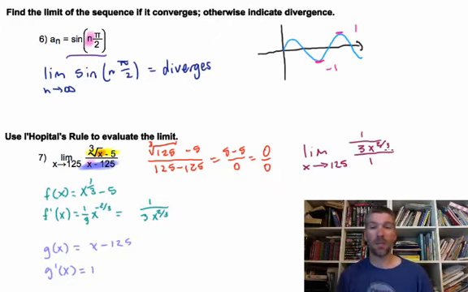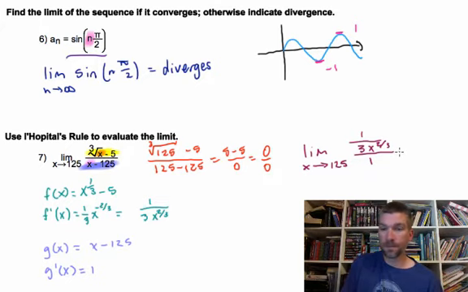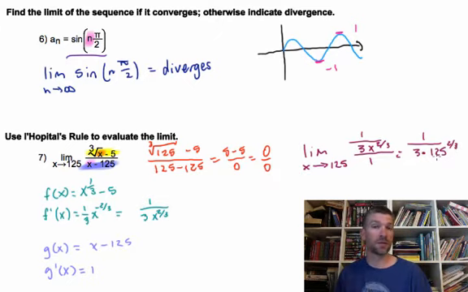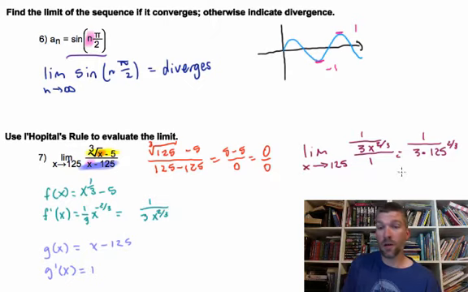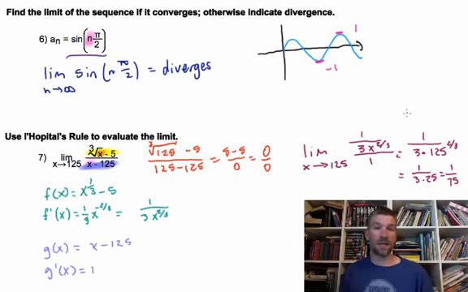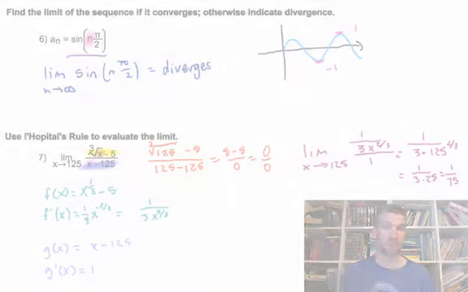Now I can substitute in my 125. This becomes 1 over 3 times 125 to the 2/3 power. In other words, the cube root of 125 squared. The cube root of 125 is 5. Squared is 25. So 1 over 3 times 25, which is 1 over 75. And that's the limit that we're approaching with this particular problem using L'Hopital's rule.